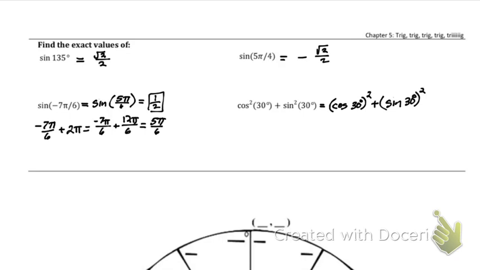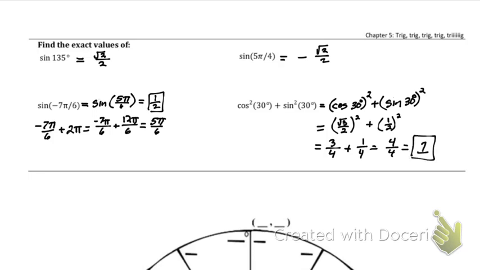Well, the cosine of 30 degrees is actually going to be square root of 3 over 2, plus sine of 30 degrees is 1/2. Square root of 3 over 2 squared is square root of 3 squared is 3, 2 squared is 4, plus 1 over 4 is going to equal 4 over 4, which equals 1.